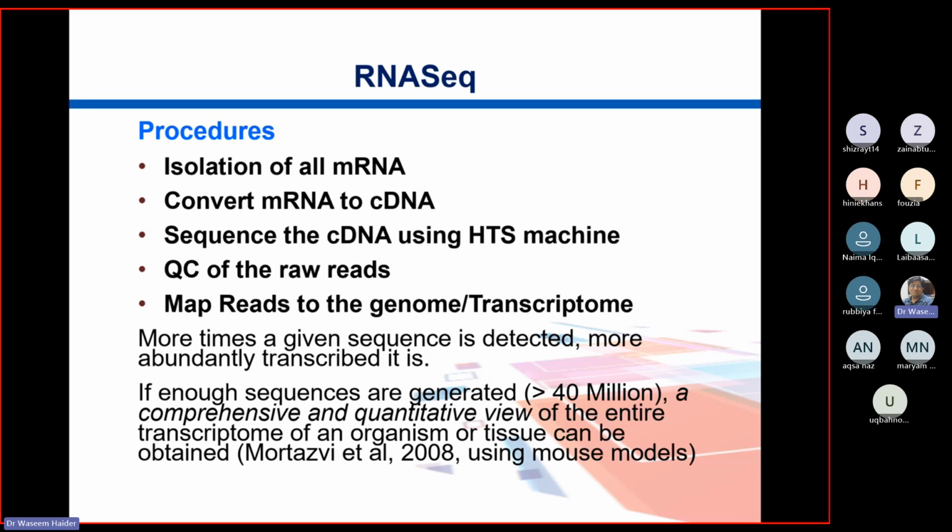So if we have enough sequences generated, that's what Mortazavi said, more than 40 million, a comprehensive and quantitative view of the entire transcriptome of an organism or tissue can be obtained. That paper came out in 2008, and it was quite fascinating to me because when I landed at Illinois, initially I was working with a group on evolution, and my project was studying evolution using small nucleolar RNAs.